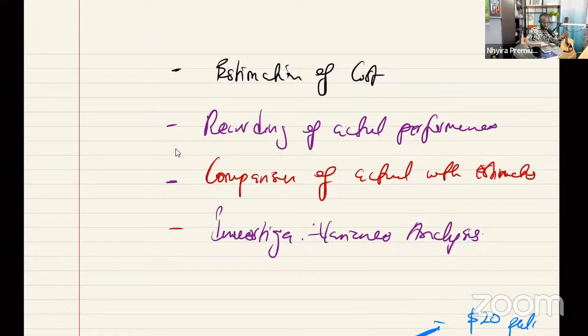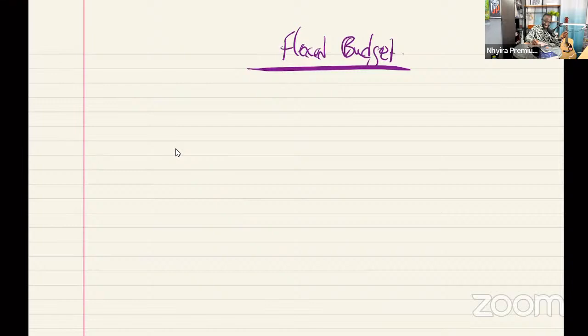Emmanuel Kwachi said, sir, please, can you briefly explain flex budget for me? What is flex budget? Okay. Flex budget is flex budget.